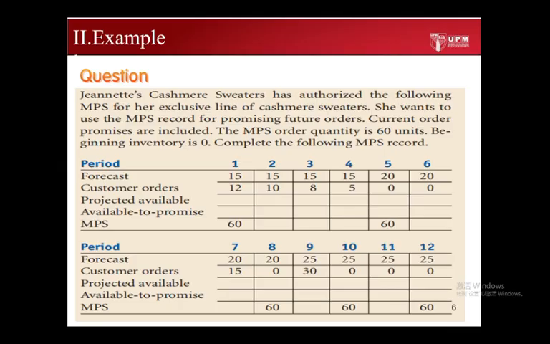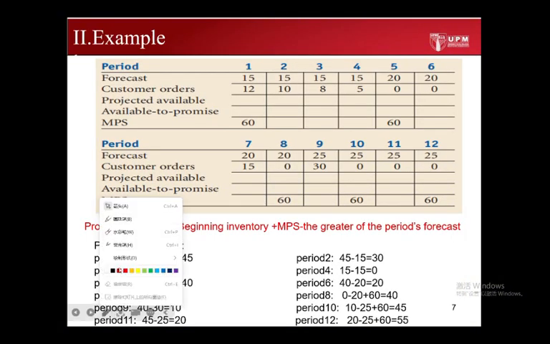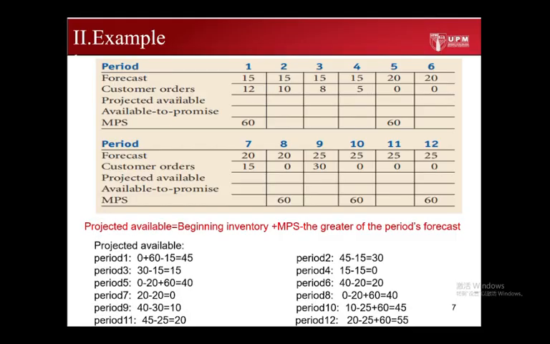According to the table, we can see there are 12 periods of data here, including forecast, customers' orders, projected available, available to promise, and MPS. Based on the information, we know the beginning inventory is 0. We can calculate the projected available with this formula. Let's calculate the projected available first. Period 1 is 0 plus 16 minus 15 equals 45.